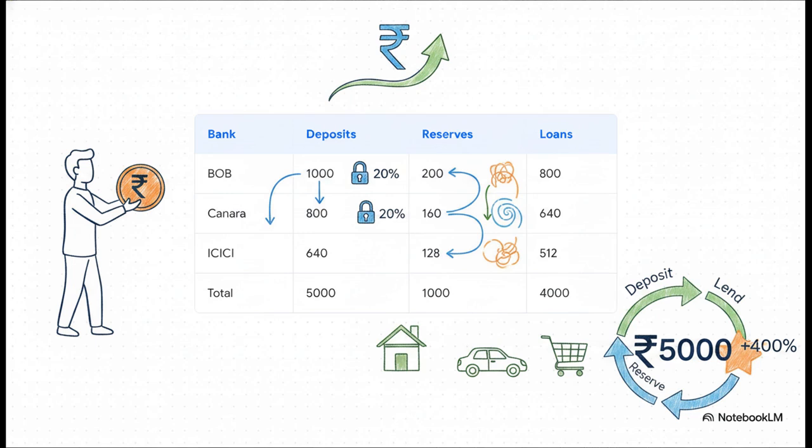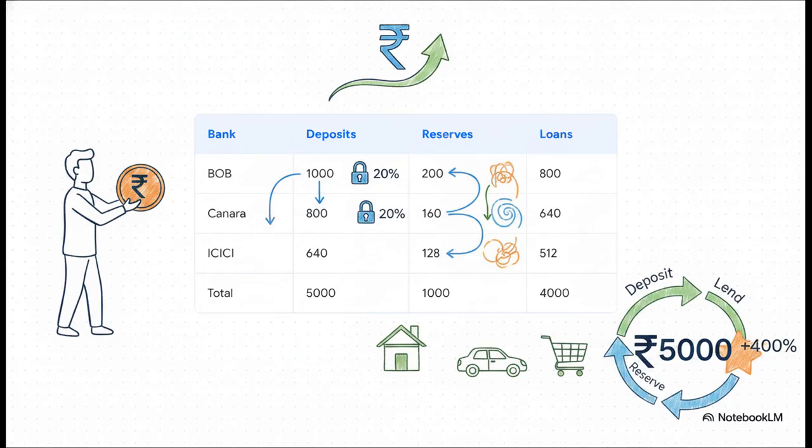Now, what's really interesting about this slide is how the numbers cascade down these columns. Say our depositor puts 1,000 rupees into the Bank of Baroda. By statutory law, the bank must keep a minimum cash reserve ratio. Let's say it's 20%. So they lock up 200 as reserves, and they loan out the remaining 800 by creating a new derivative deposit for a borrower. Now that borrower goes and uses that 800 to buy goods, and the seller takes that same 800 and deposits it into their bank, say Canara Bank.